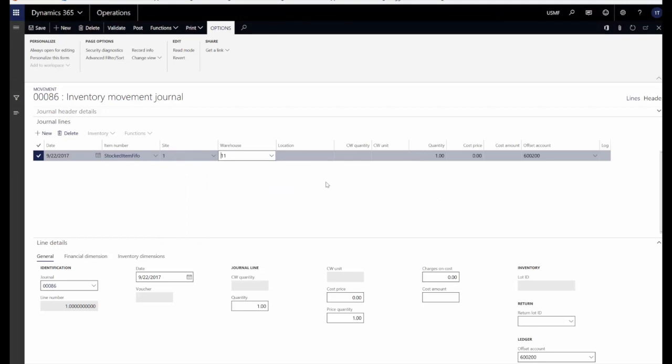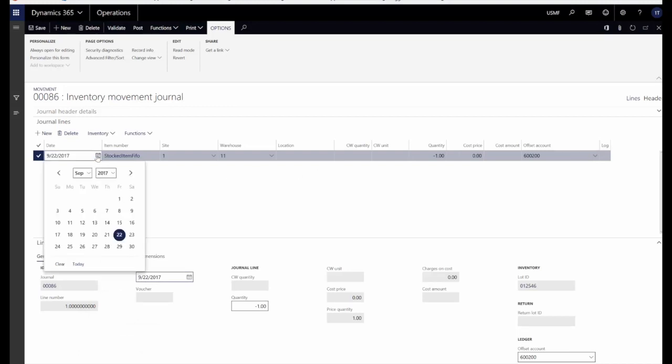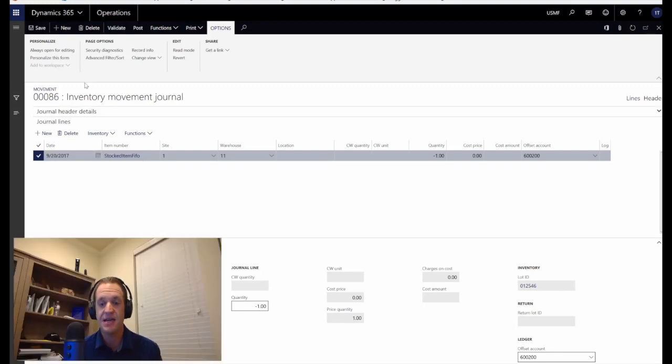So you see how my cost price, I can't edit it, okay? The reason I can't edit it is because the system is going to use its cost. I don't get to choose the cost. And the great thing about a movement journal is I get to pick the account. So I'm going to write this off to maintenance and supply. We're going to consume this. So I'm going to post this, and we posted this at a 9:20 date.